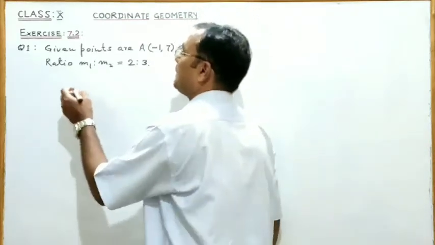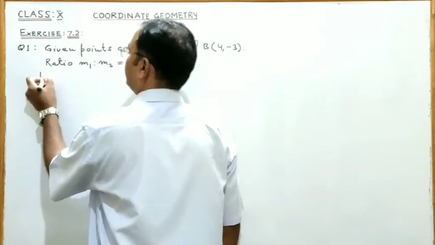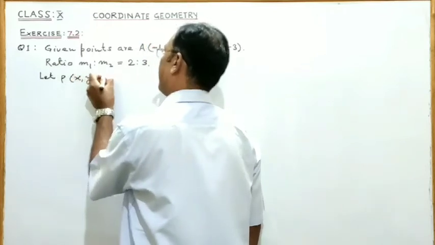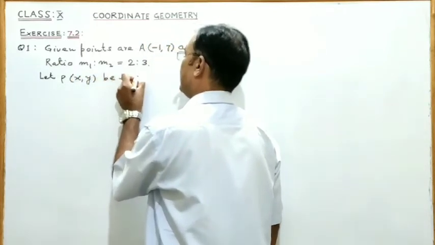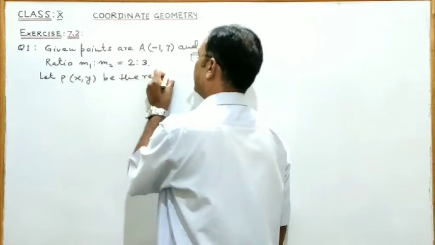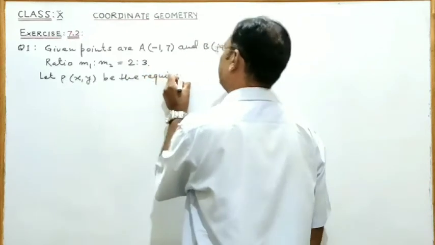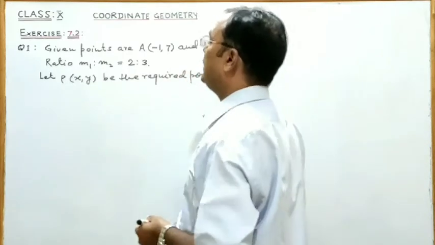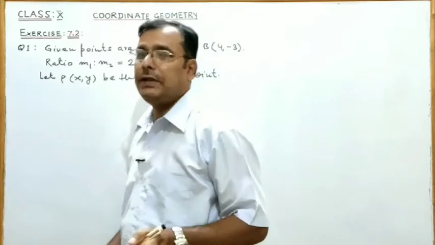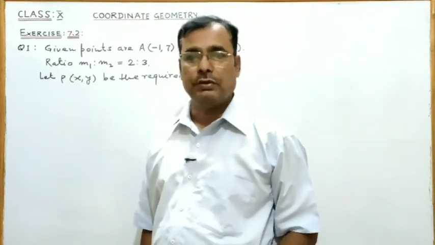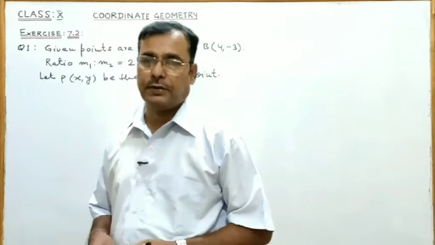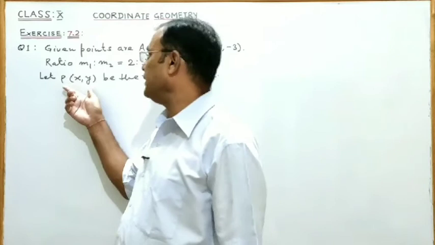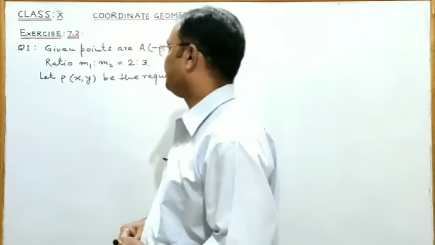So let P (x, y) be the required point, which divides the line segment AB in the ratio of 2:3. So using the section formula we can find out the coordinates of this point P (x, y).